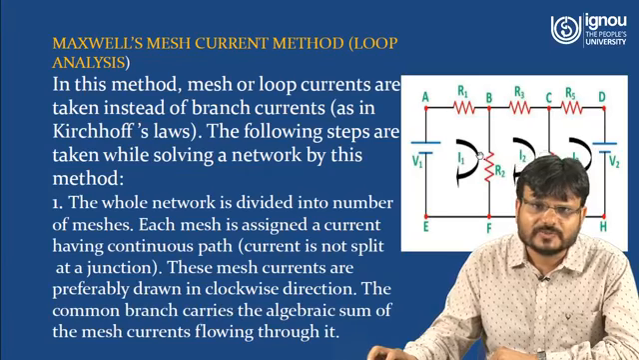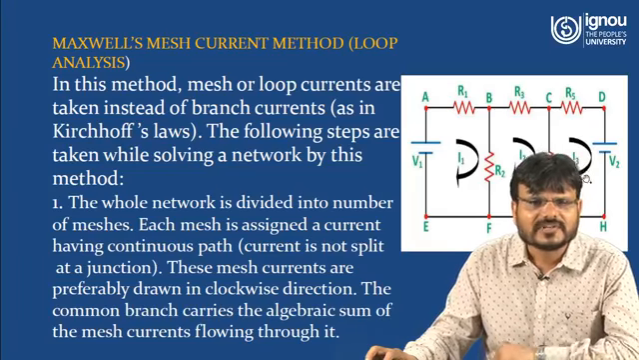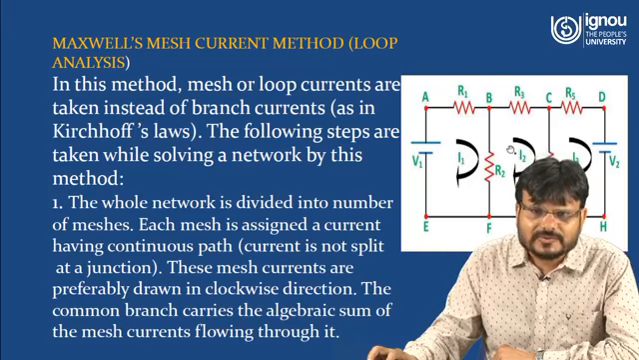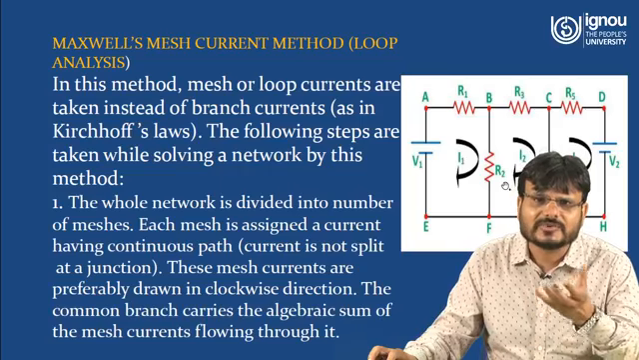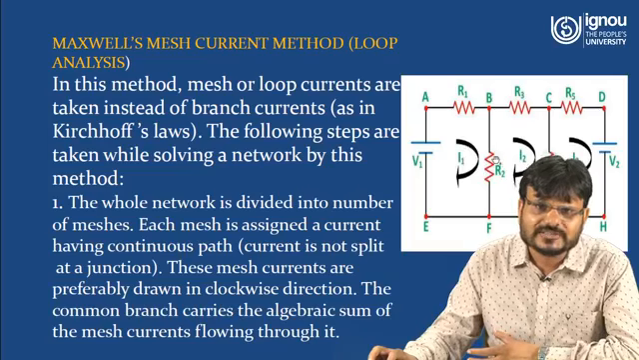So this loop current is assigned I1, this current is assigned I2, and this mesh current is assigned I3. The common branch carries the algebraic sum of the mesh currents flowing through it. Suppose you have to find the current flowing through this particular branch R2. The current through R2 is the algebraic sum of the loop currents, that means two loop currents are flowing through this R2.